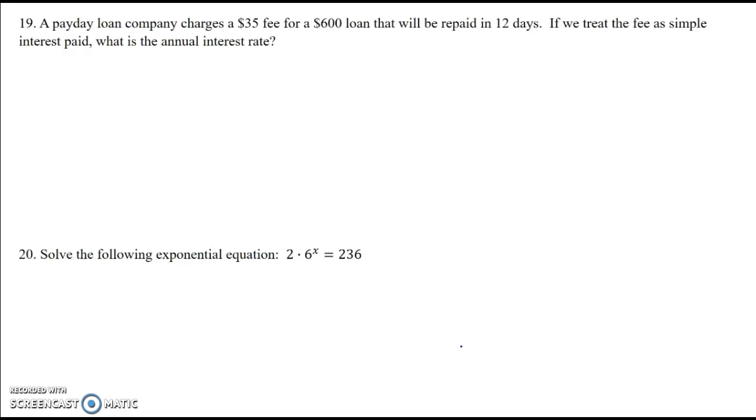19 says a payday loan company charges a $35 fee for a $600 loan that will be repaid in 12 days. If we treat the fee as simple interest paid, what is the annual interest rate? So, if I have the interest is equal to PRT, I'm looking for rate. I know that the interest is $35. I know that the principal is $600.